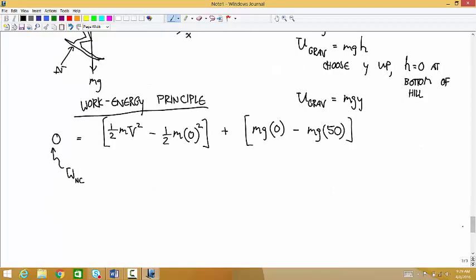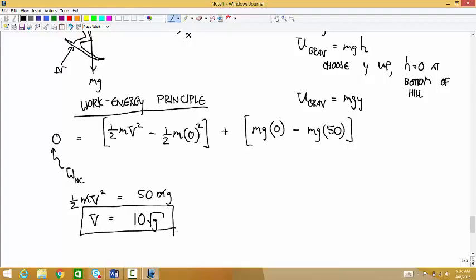And so this equation tells us that 1/2 mv squared is equal to 50 mg. Cancel the m's, multiply both sides by 2, and we get that v is equal to the square root of 100g, or 10 times the square root of g. So that's equal to a little over 30 meters per second, 65 miles an hour.